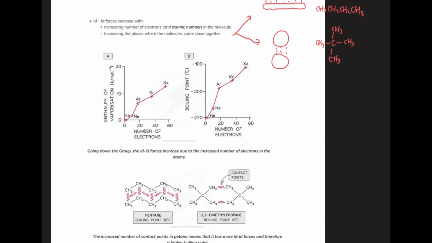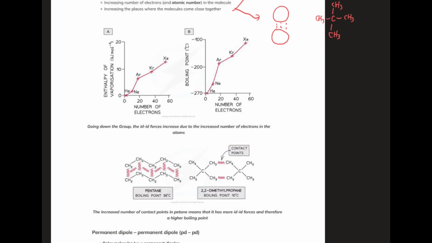Okay, now next one. Going down the group, the Idid forces increase due to the increased number of electrons in the atoms. So you can see here, this is going down group 18, the noble gases. The Idid forces are getting greater, and hence you need more energy to vaporize. Vaporize means to change from liquid to gas. So you need more energy to make that happen, and the boiling point is increasing.